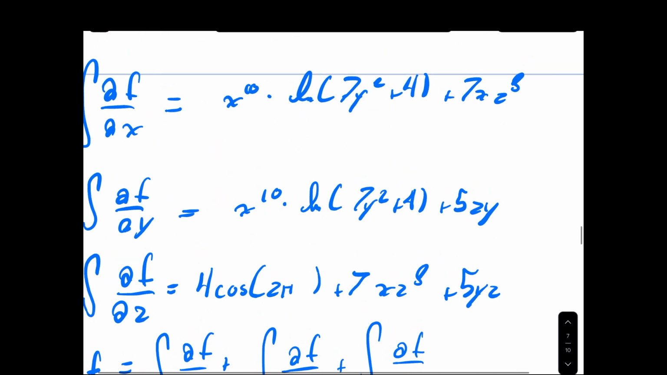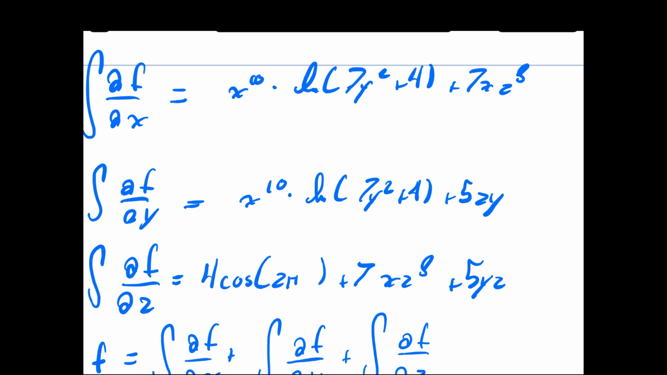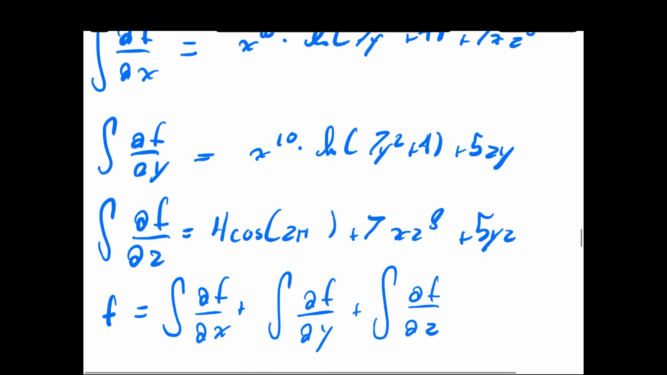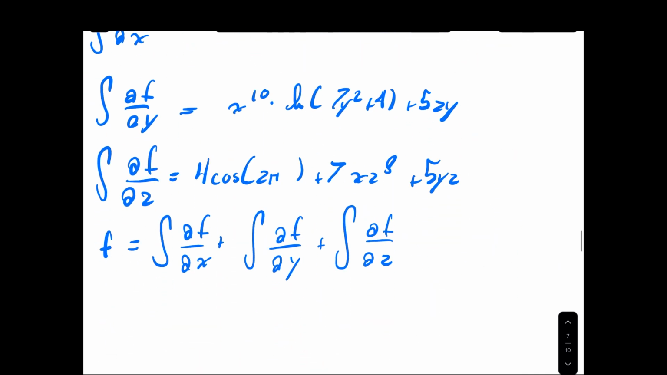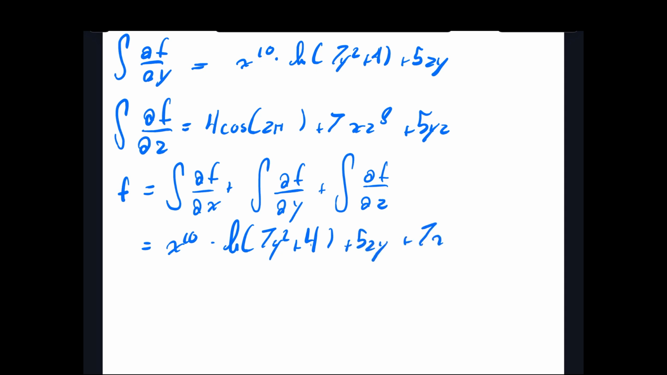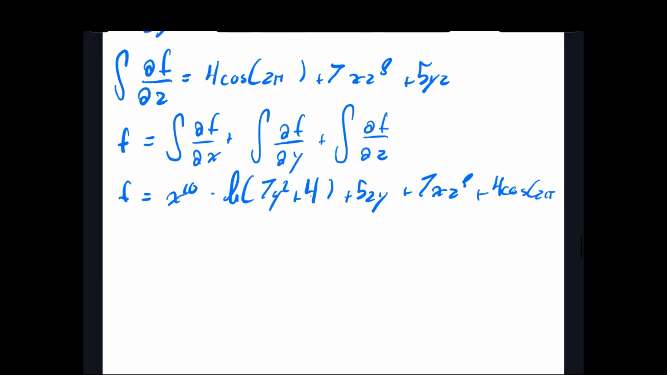Okay? The caveat is that you're never adding repeated terms. So that's the gist of it. So you're only going to add one of each unique term. And so you'll get, for me at least, x to the 10 ln 7y squared plus 4 plus 5zy plus 7x times z to the 8 plus 4 cos z pi. Okay? Now, this is your f. Okay, or your gradient.